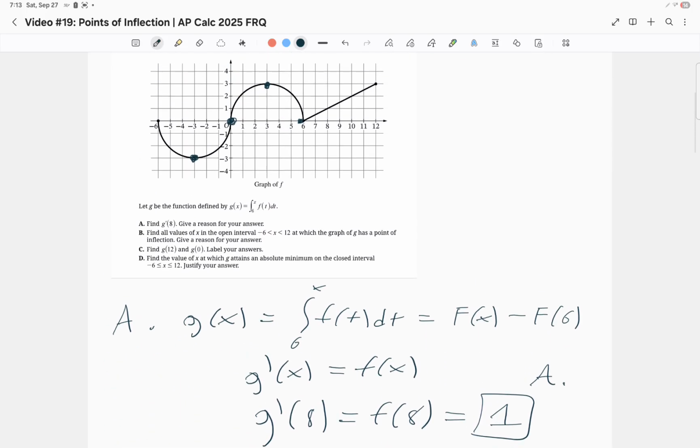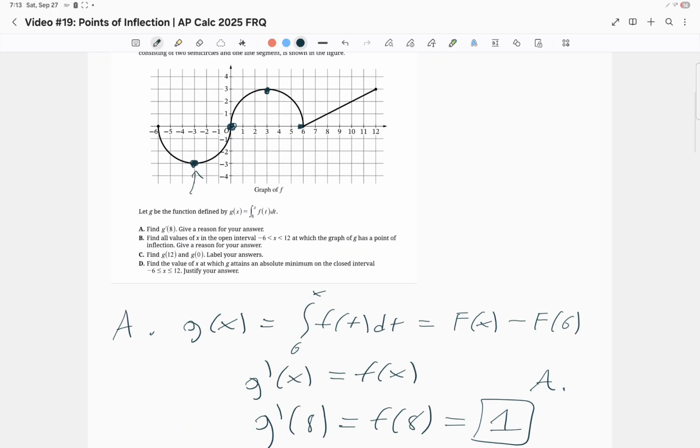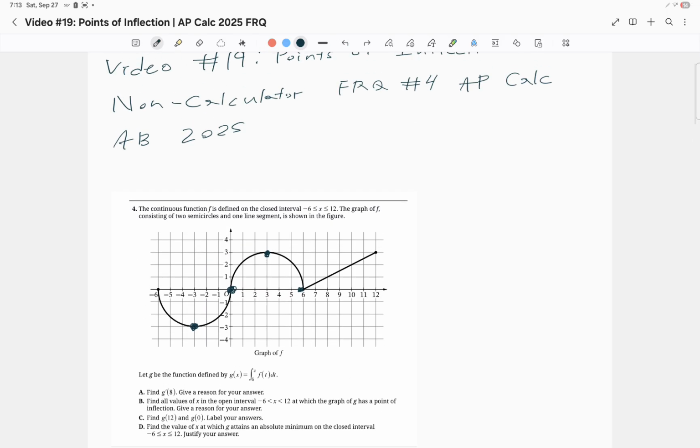Next, let's test. Well, I don't think we need to test (3, 3) because it's the same story as when we were dealing with the other semicircle, right? Except this time, the second derivative of g, or the first derivative of f, which is the intuitive way to look at it, is going from positive to negative.